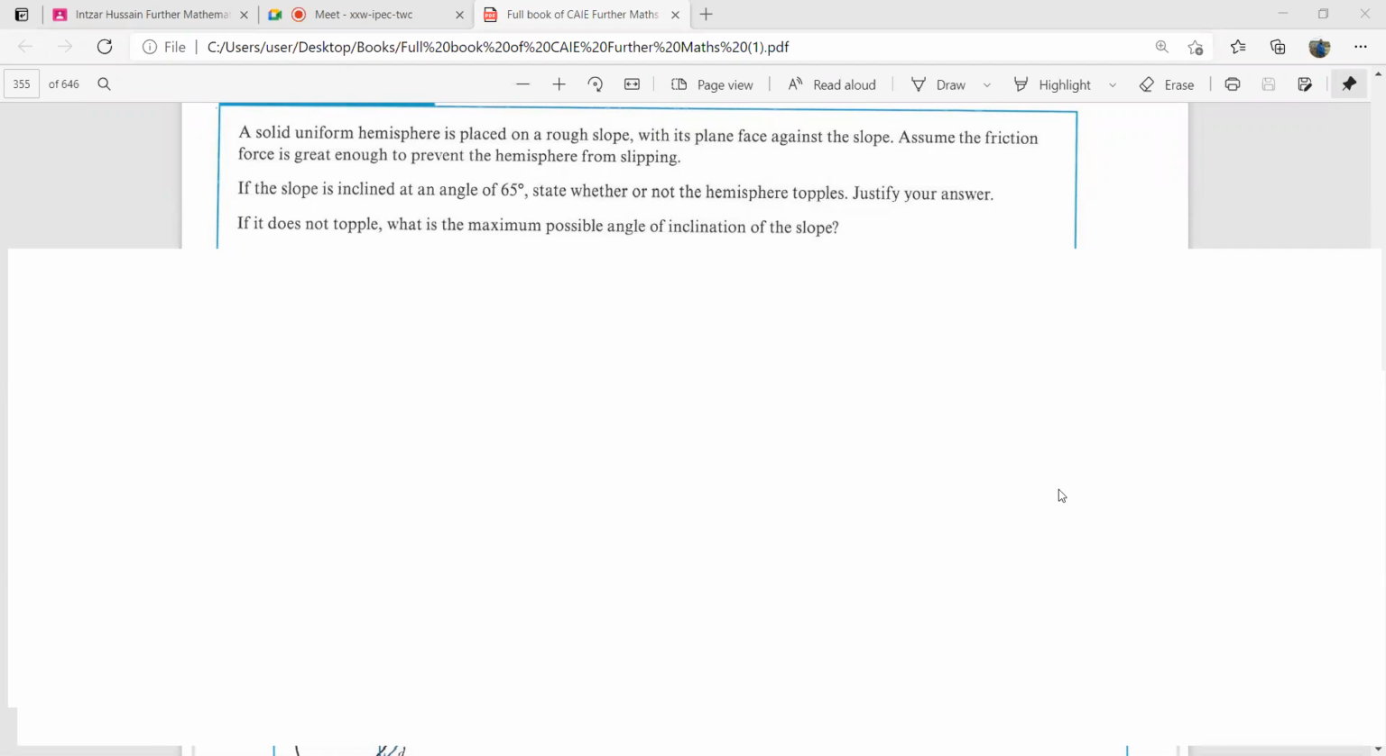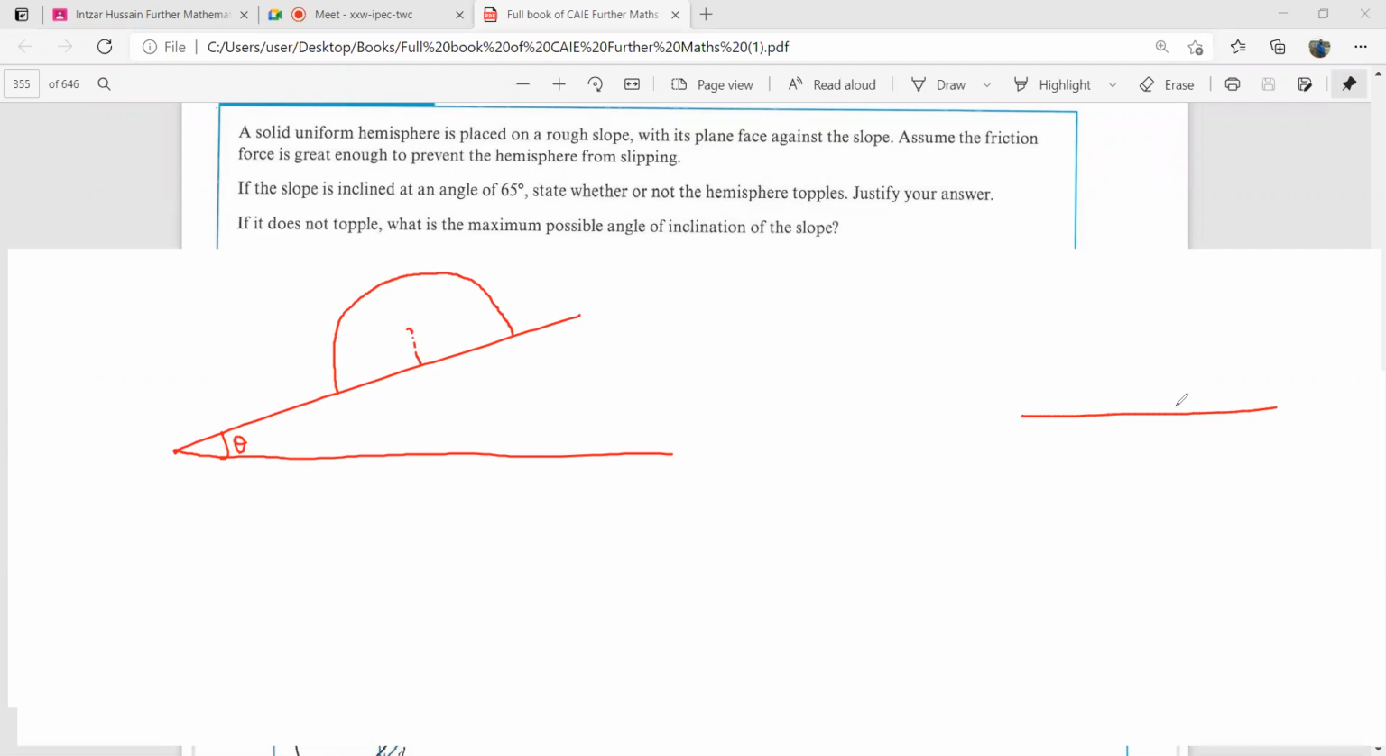Now you have to forget this given angle over here, and let's make our own diagram. Suppose here is that inclined surface, and here is the theta, and here is our hemisphere. Remember, if you have a hemisphere, where is the center of mass? If this is O, this is G, so how much is this OG, if the radius is R?